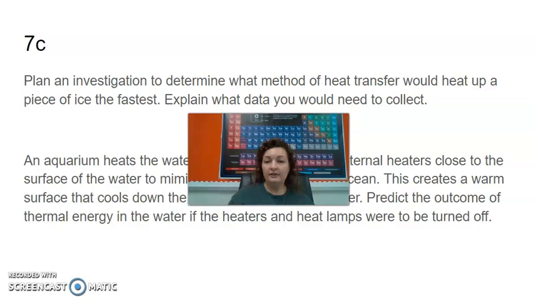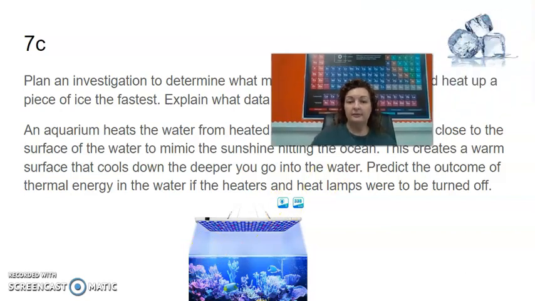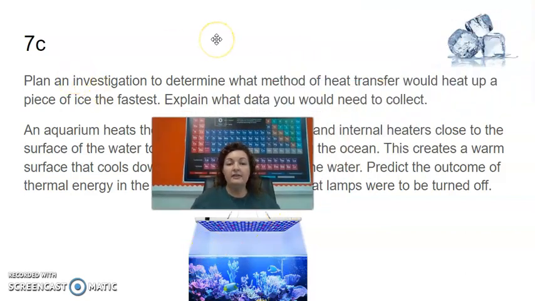Okay. The next one, you are asked to look at some different situations and plan investigations. So we're going to look at each one together. The first one says, plan an investigation to determine what method of heat transfer would heat up a piece of ice the fastest. Explain what data you would need to collect. So pause your video and think about this for a second, and then come back on and we'll talk. So pause. Okay, now that you're back, let's go ahead and talk.